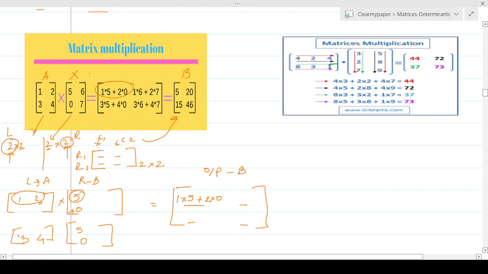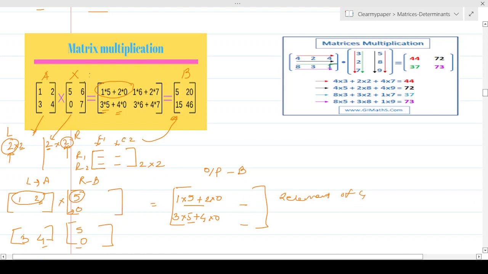I'm going to multiply the first two elements, which is 3 and 5, which is what you see here. And I'm going to multiply 4 and 0, which is what you see here. And then I'm going to put that here. So it's going to be 3 into 5 plus 4 into 0. So we have found two elements of the four. We need to find the remaining two.